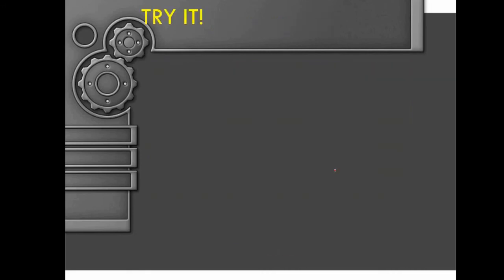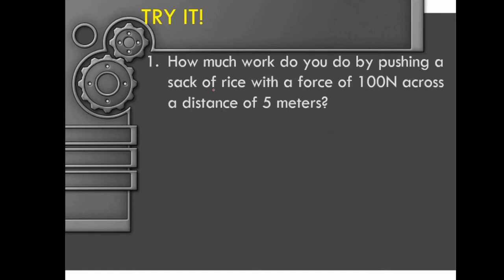Okay, that's it. We're done with the concept. Now let's go to the problem solving. This is a very simple problem. The question is, how much work do you do by pushing a sack of rice with a force of 100 Newton across a distance of 5 meters? In solving problems, we start with the illustration and then the given. The illustration would be like this: the sack of rice is pushed a certain distance, which is 5 meters.